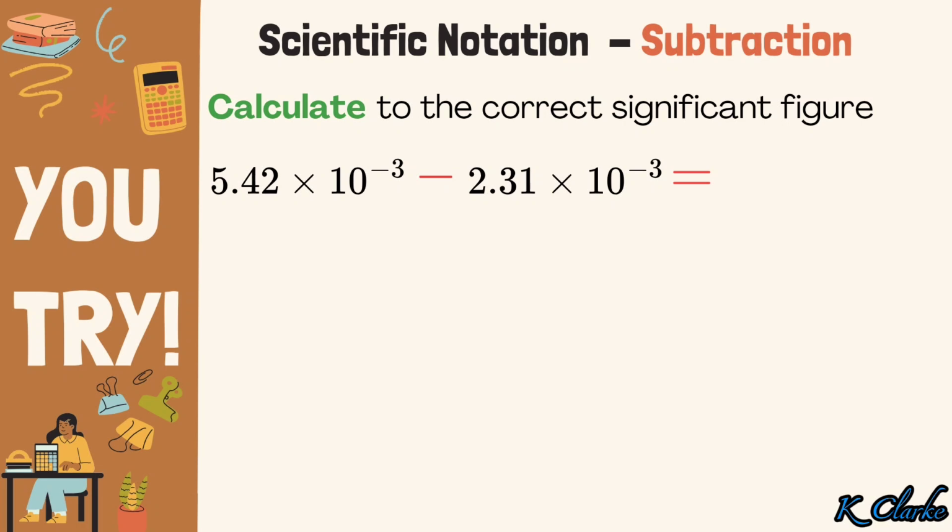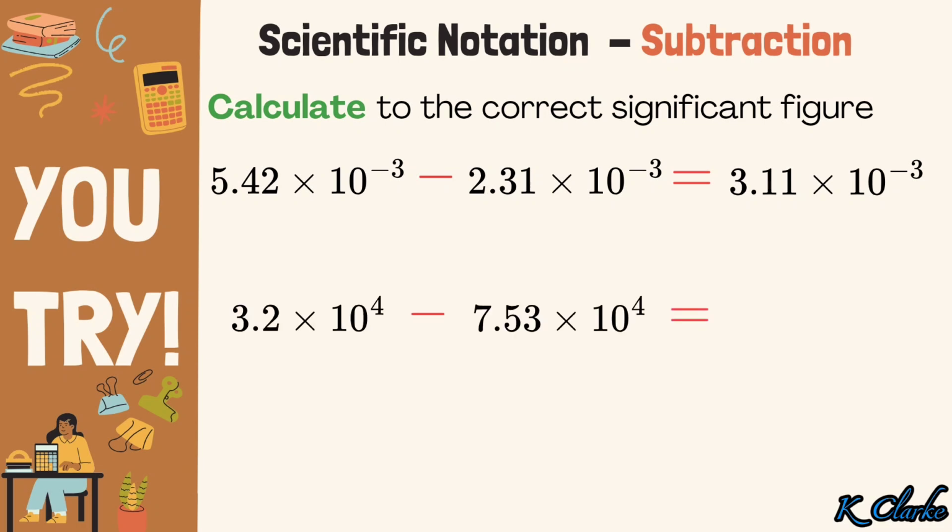You try. Calculate to the correct significant figure 5.42 times 10 to the power of negative 3 minus 2.31 times 10 to the power of negative 3. The answer is 3.11 times 10 to the power of negative 3.